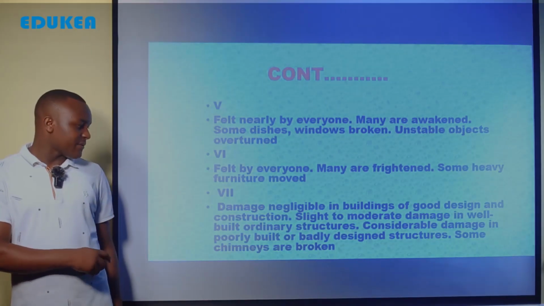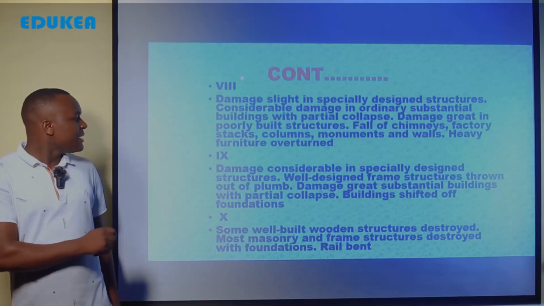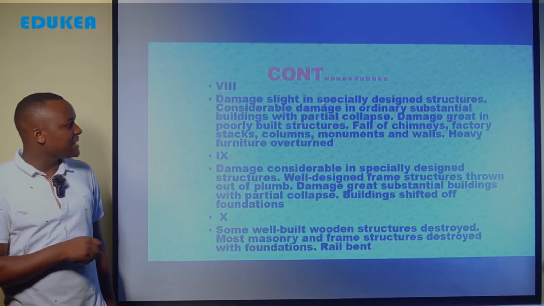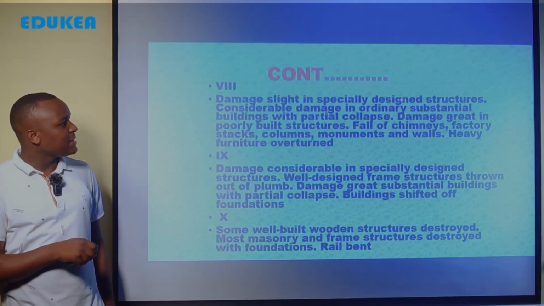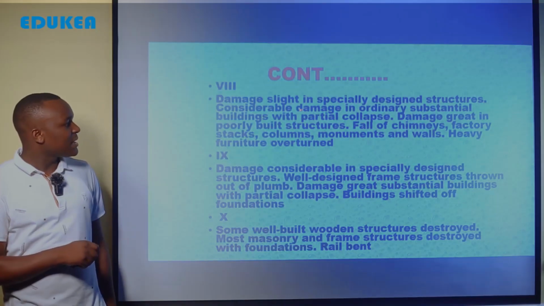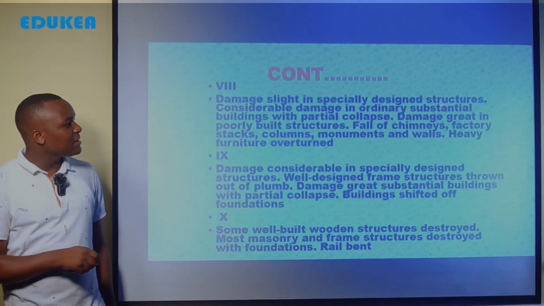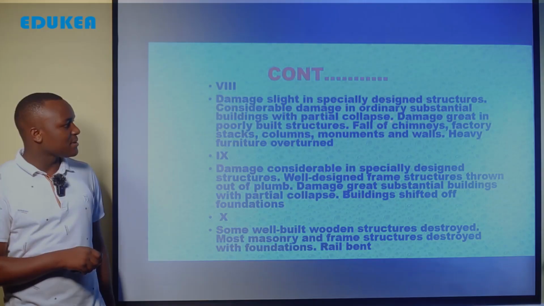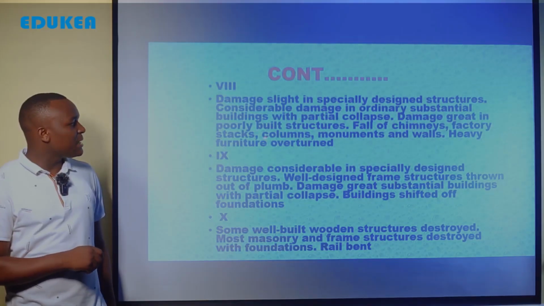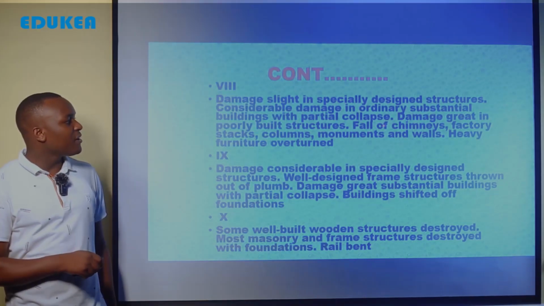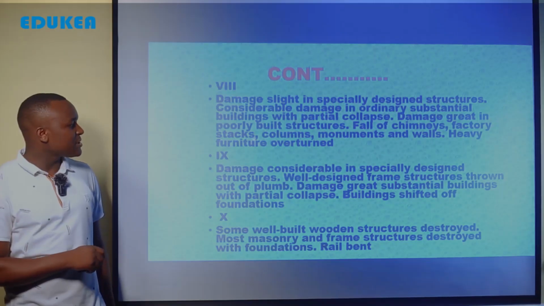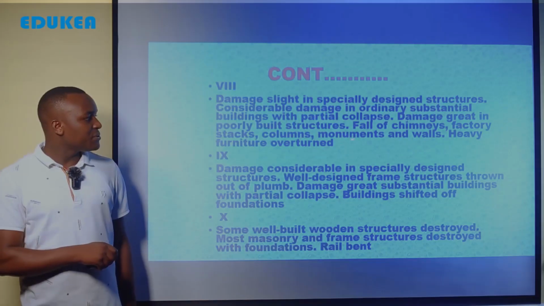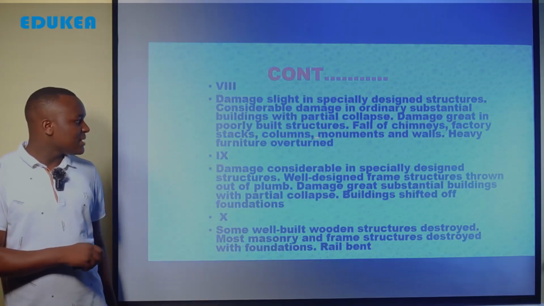Now let's look at intensity number 8. Damage is slight in specially designed structures, considerable in ordinary substantial buildings with partial collapse, and great in poorly built structures. There is a fall of chimneys, factory stacks, columns, monuments and walls, and heavy furniture is overturned.